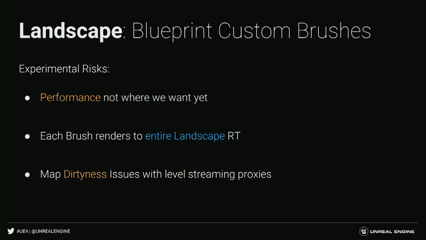So some of the experimental risks with the landmass and custom brush system right now is that performance is not quite where we want yet. That's in large part due to the fact that each brush currently just renders the entire landscape and returns the whole landscape result. We have some early tests of optimizing that down to just affected regions, but they're still a little bit too error prone to make the default behavior.